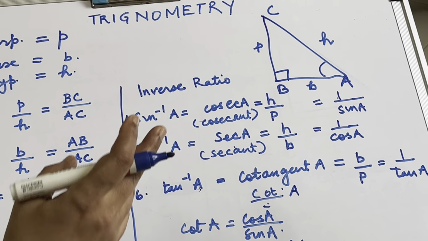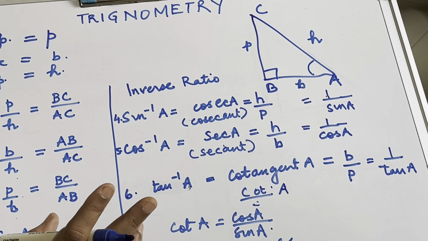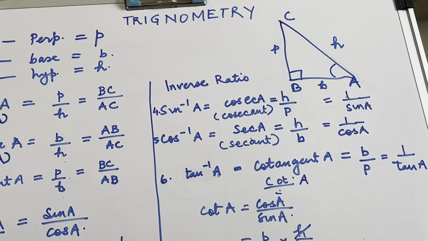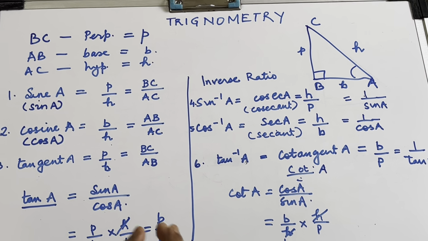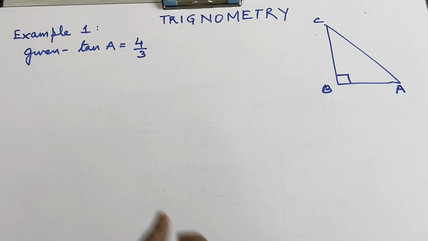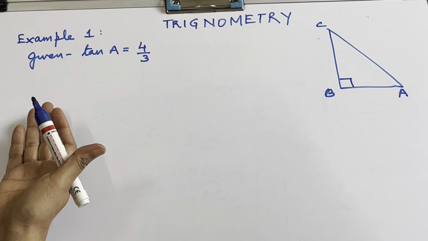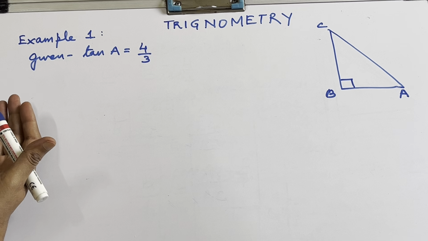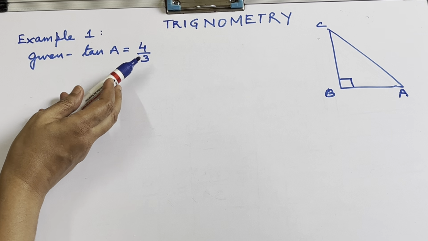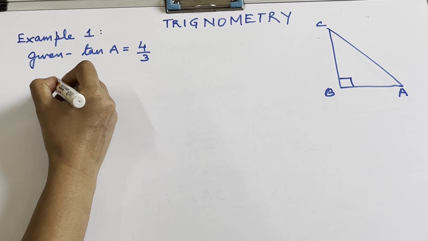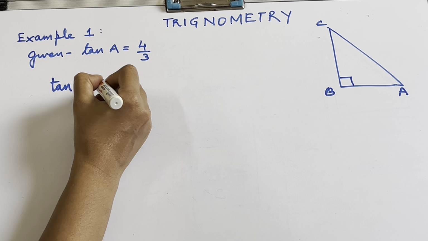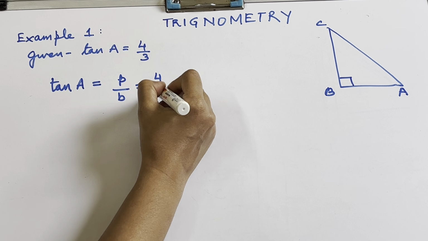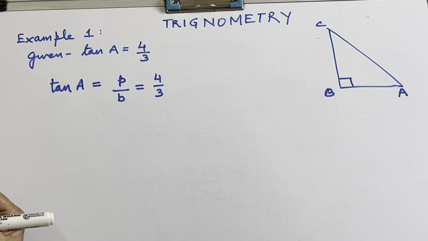Here we have written the ratios for acute angle A. Now let me give you an example to explain how we calculate these trigonometric ratios for a given set of information. Let us take this given example to calculate the trigonometric ratios. If you can see on your screen, we have been given tan A is equal to 4 by 3. What does it mean? If you remember, tan A is given by perpendicular upon base. So perpendicular upon base, this ratio is given to us as 4 by 3.